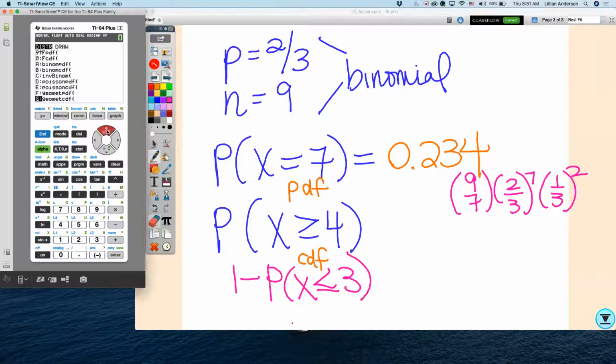So second bars, binom CDF, trials is still the same, probability is still the same, but this time my X value is 3, not 4. Not 4, it's 3. So then I'll do 1 minus that answer to actually get the probability that it is going to be greater than or equal to 4.